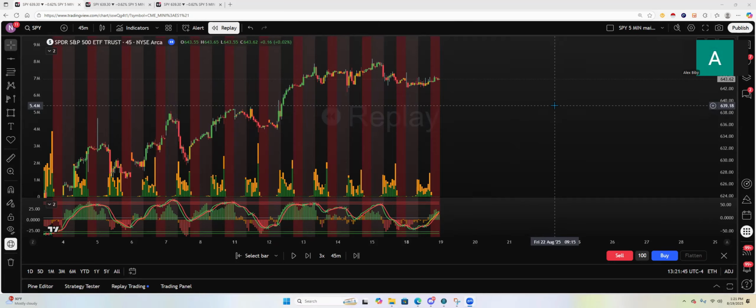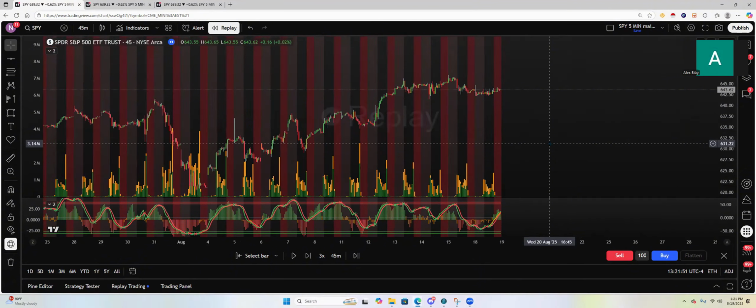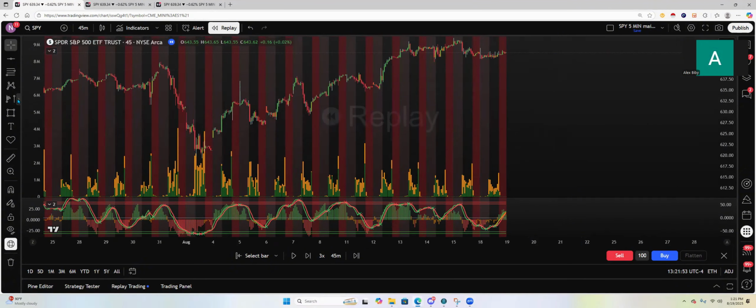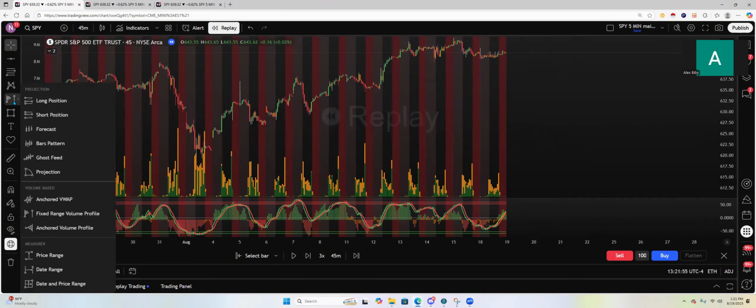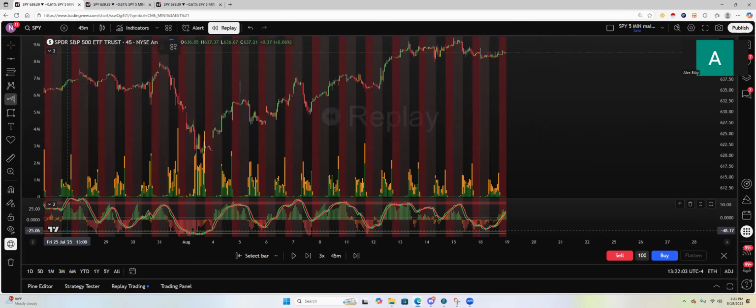There's a couple different volume profiles that I want to show you guys really quick. The first one is going to be the anchored volume profile. I'm on TradingView, so you would go over here to your projection tools, down here, anchored volume profile. This is going to give you a volume profile on the right side of your screen that's from where you click on to the current market day.